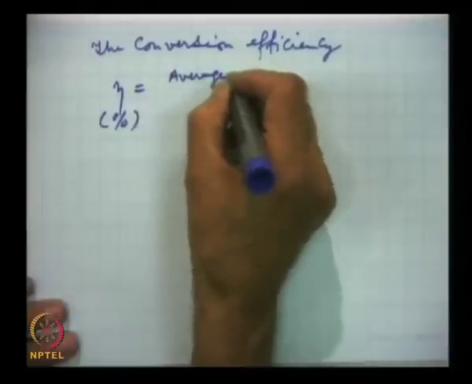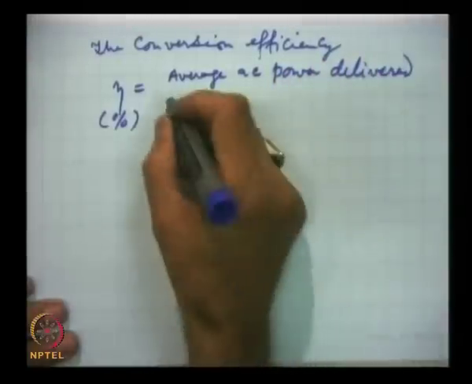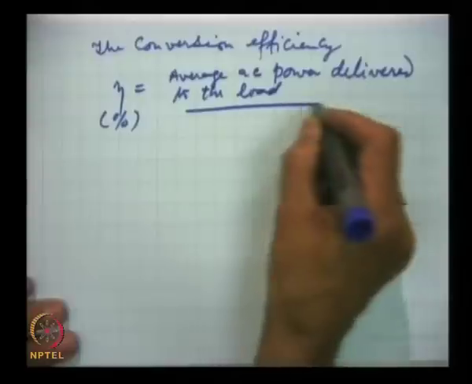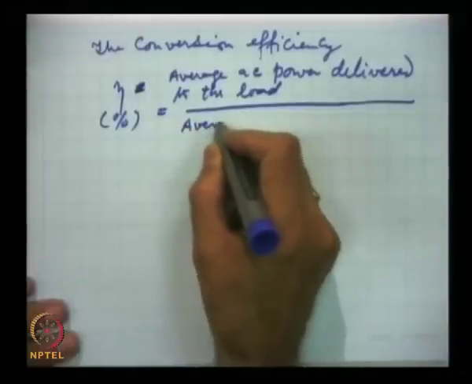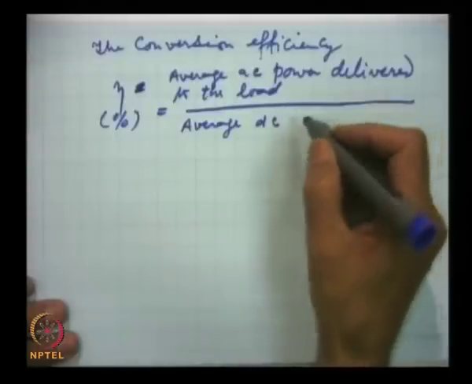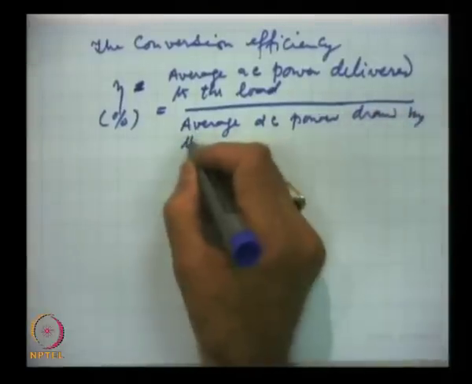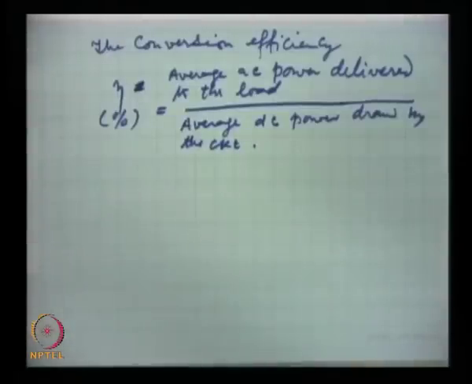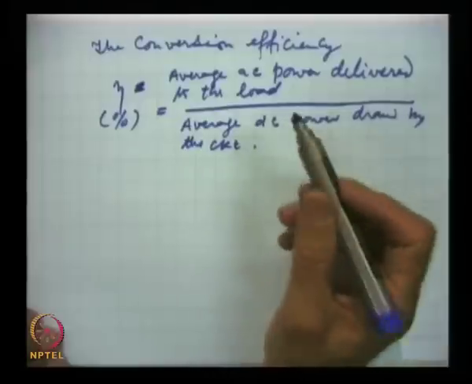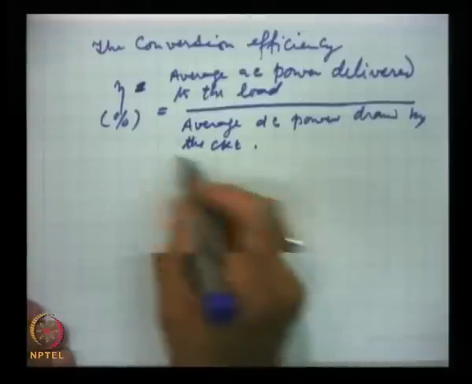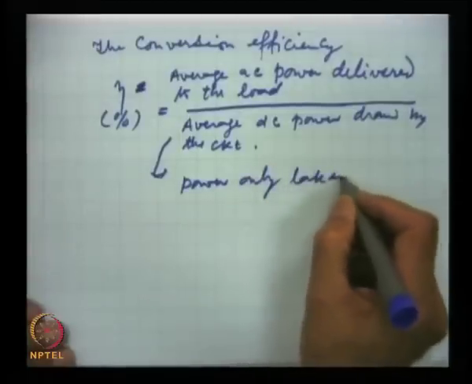So this is the average AC power delivered to the load divided by the average DC power drawn by the circuit. As a convention, in this DC power we consider only the power taken at the collector.